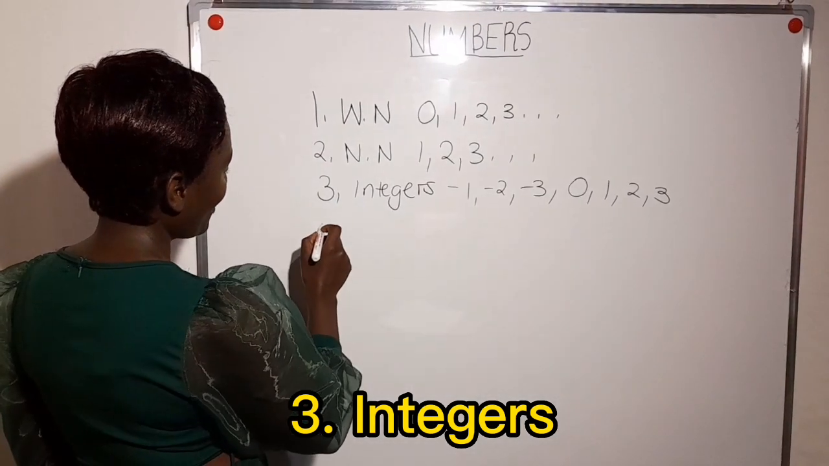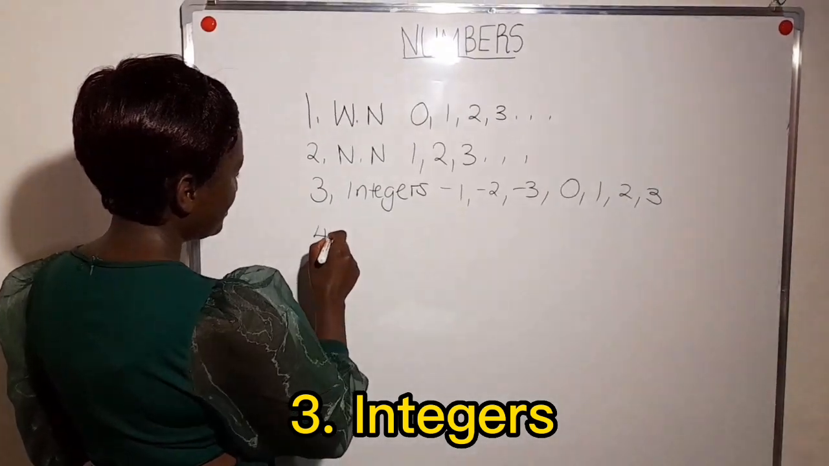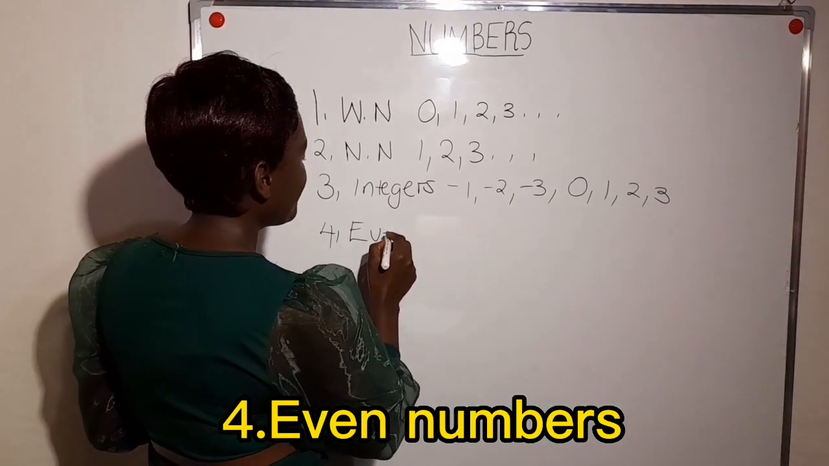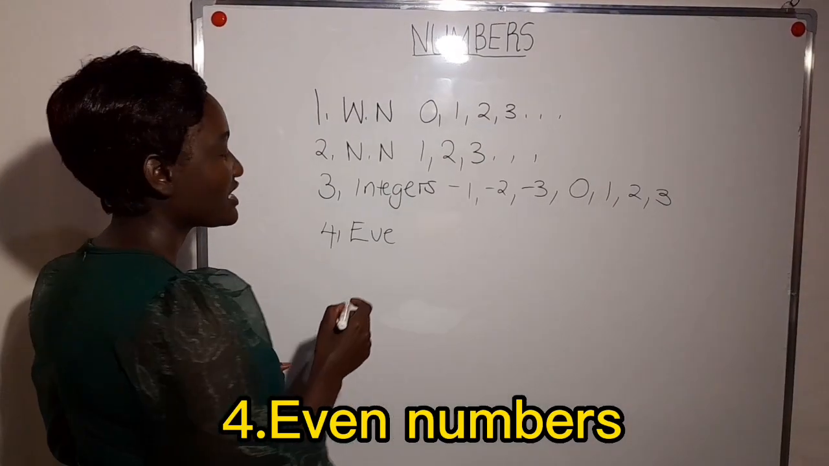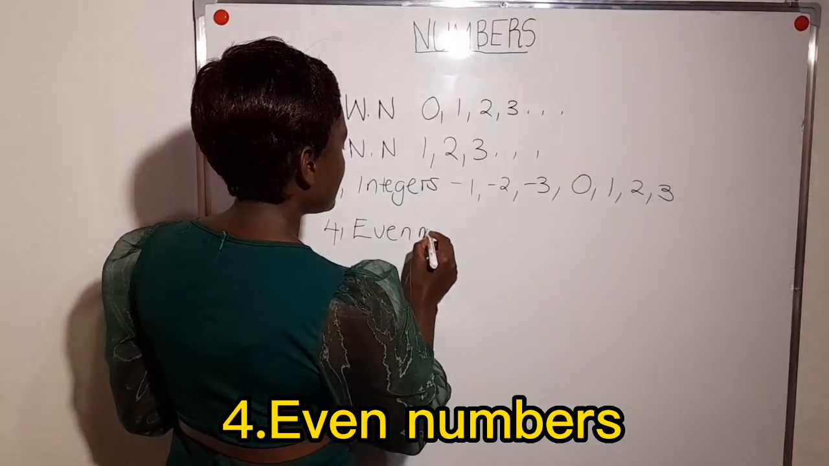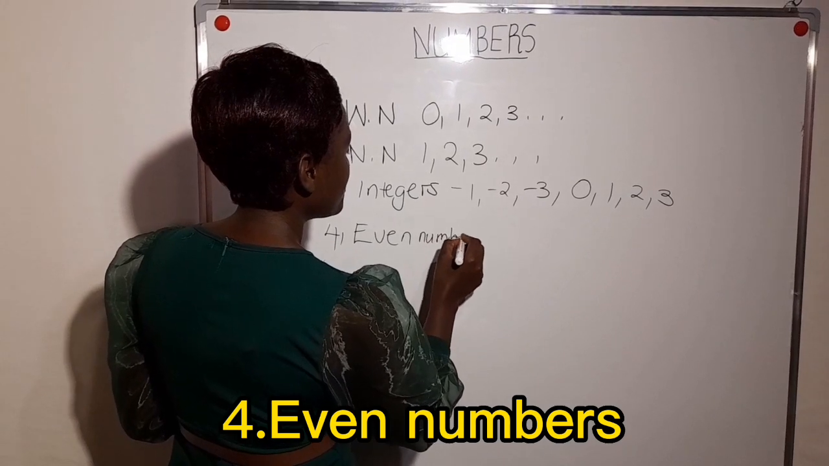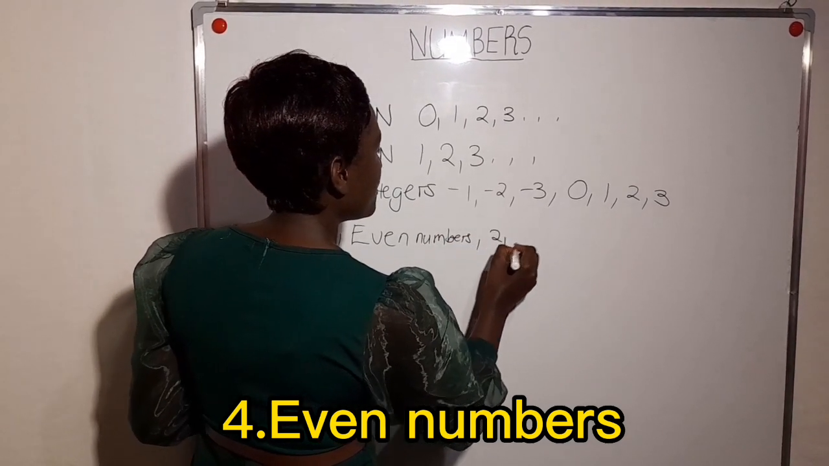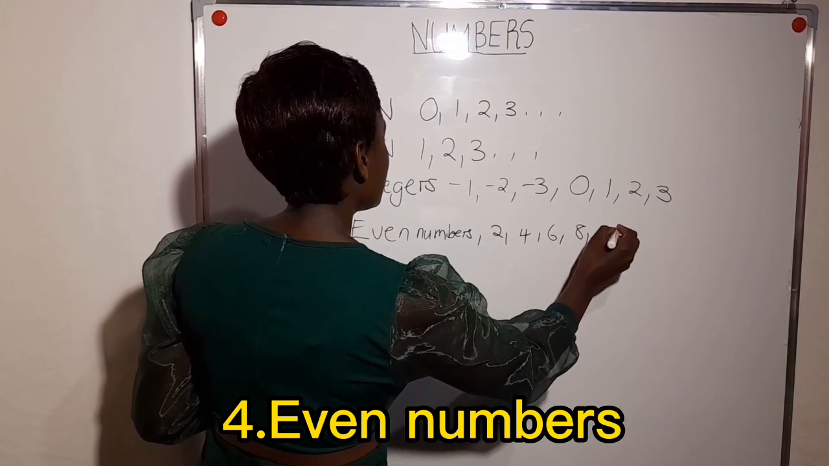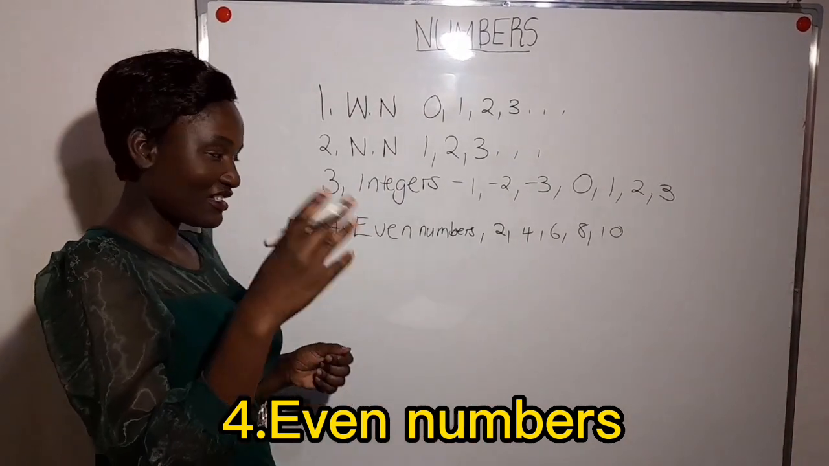Then we are going to look at even numbers. Even numbers are numbers that are exactly divisible by 2. Even numbers include 2, 4, 6, 8, 10, 12 to infinity.